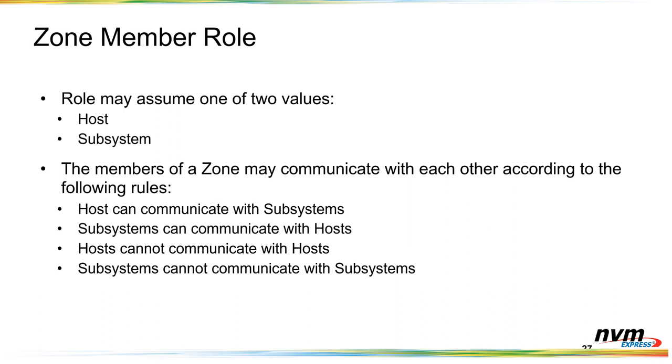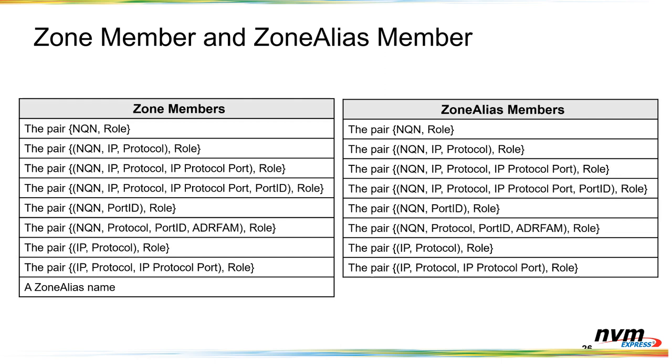a host or a subsystem. The members of a zone may communicate with each other according to very simple rules. Host can communicate with subsystem. Subsystem can communicate with host, but hosts are not allowed to communicate with hosts, and subsystems cannot communicate with subsystems. The role is something that we specify in each member, which means it's not what you are that determines the connectivity constraint. It is how you act at a certain point.